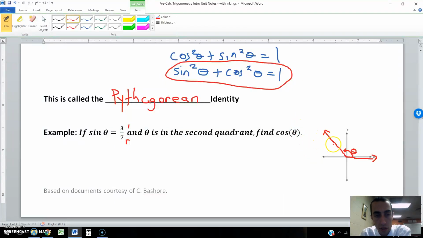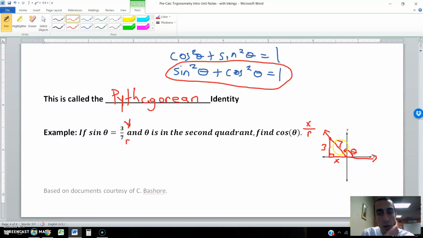And the sine is 3/7, meaning that if I form a reference triangle, drop down to the x-axis, then the ratio of the y to the r will be 3/7. Now we want to find out what the cosine is. So what we can do then is remember that cosine of theta is x over r. So I can find what this x value is here. Then I can take that, divide it by 7, and we'll have our cosine value.